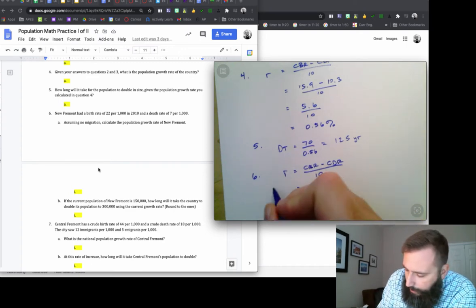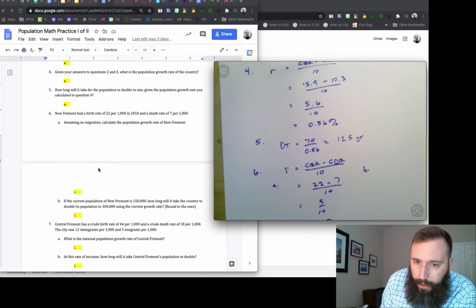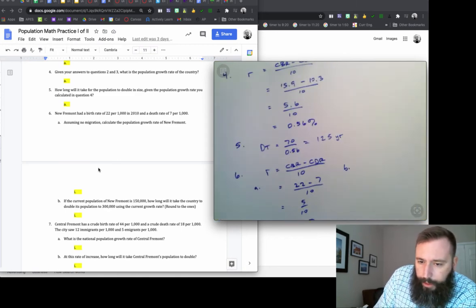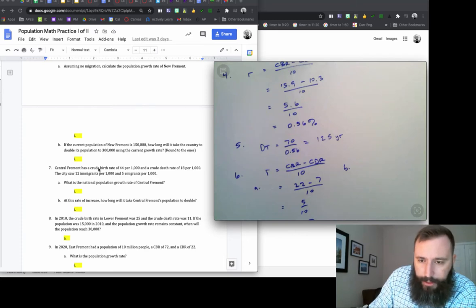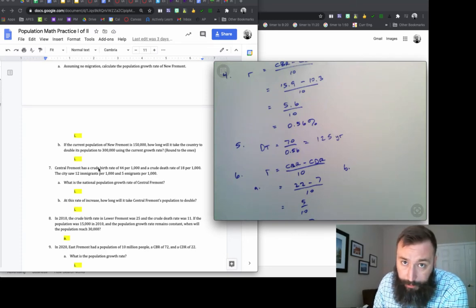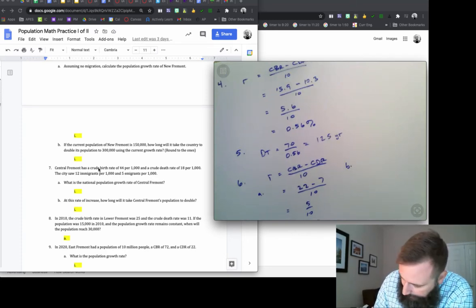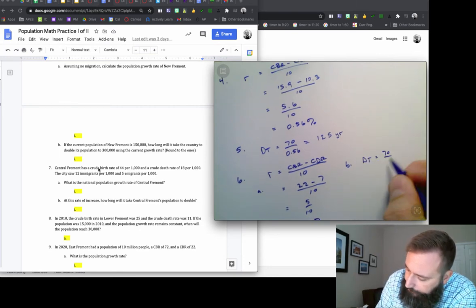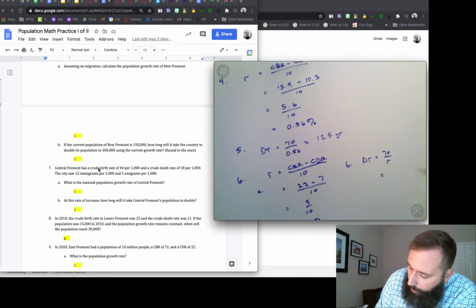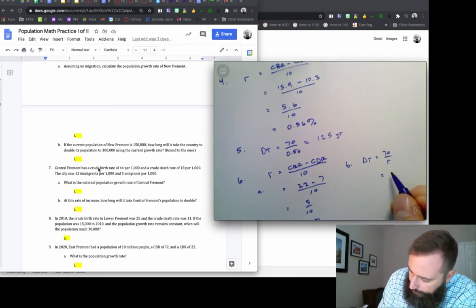That was 6A. This is 6B. If the current population, this is just a question. 6B is just like, hey, doubling time. Takes a lot of words to just say simply, what's the doubling time? And I know that DT is equal to 70 divided by R. Doubling time is equal to 70 divided by 0.5.